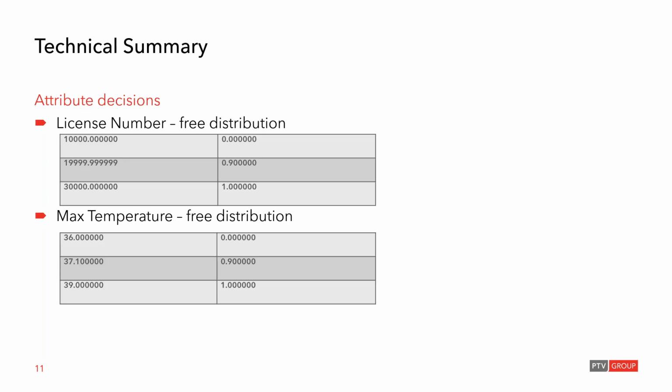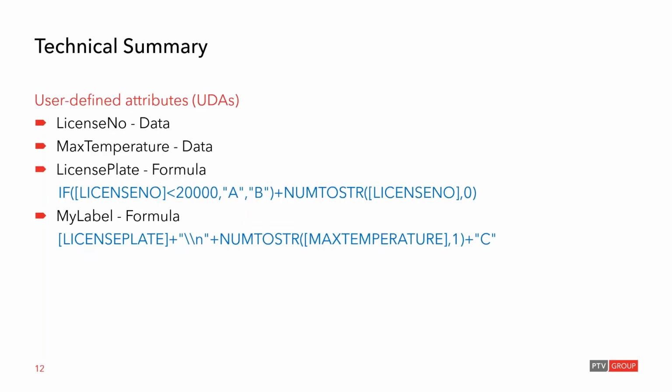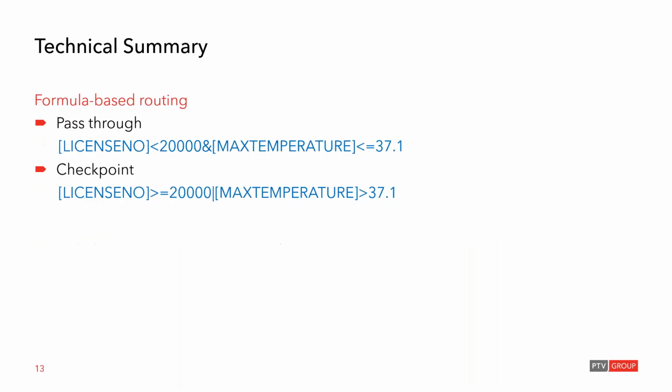This distribution can also be further enhanced, of course, based on data collected in the field. Also, 4 UDAs were created: license number to assign the 5-digit distribution, maximum temperature to assign the highest body temperature among all passengers in the vehicle, license plate incorporating the text and numbers typically seen on number plates, and my label to showcase the individual vehicle license plate and maximum temperature during simulation.